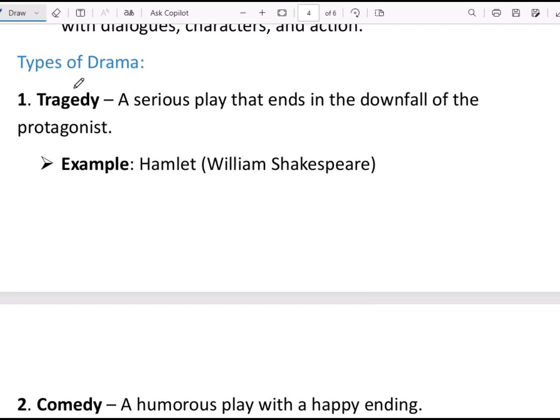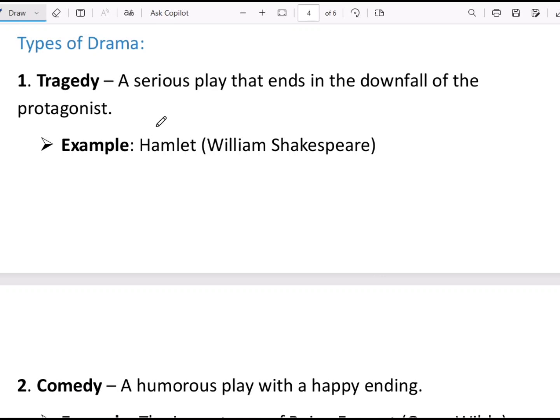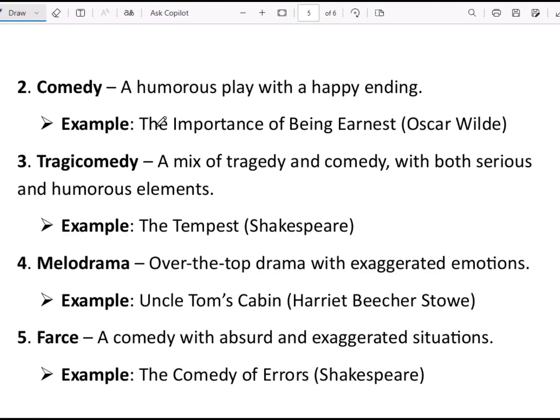So the first type of drama that I'm going to talk about is tragedy. So tragedy is a serious play that ends in the downfall of the protagonist. So if you're the audience watching a drama being performed on the stage, and at the end of the drama you see that the protagonist has a very major downfall, that particular drama comes under tragedy. For example, if you have read Hamlet, written by William Shakespeare, you will notice how the downfall of the protagonist happens.